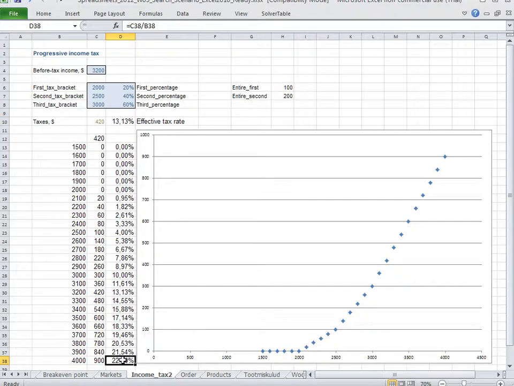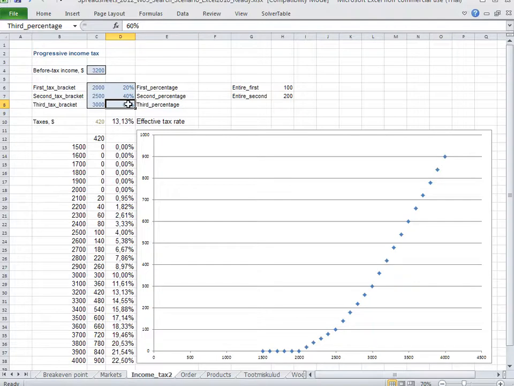Now, once again, if our income is, let's say, 3,000, our effective tax rate is 10%. But now every dollar that is added is taxed with 60%, which means that the rate at which the taxes get higher is now quicker than it used to be.